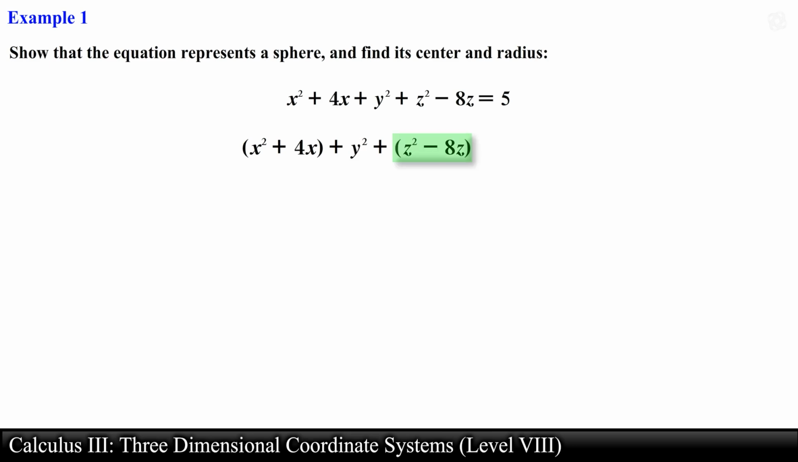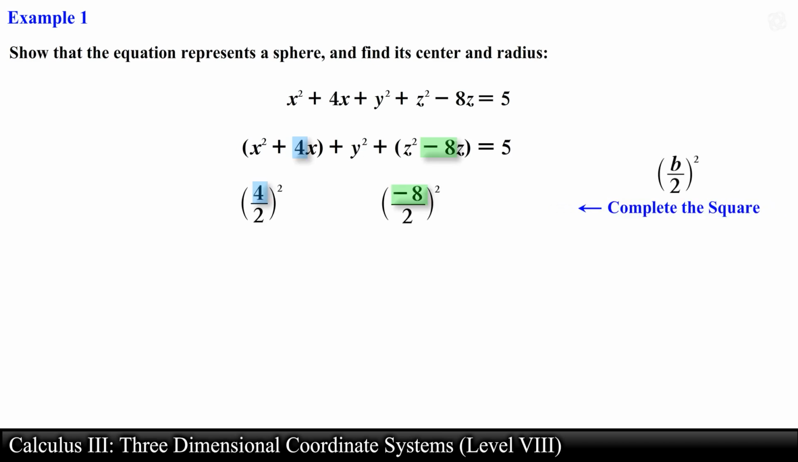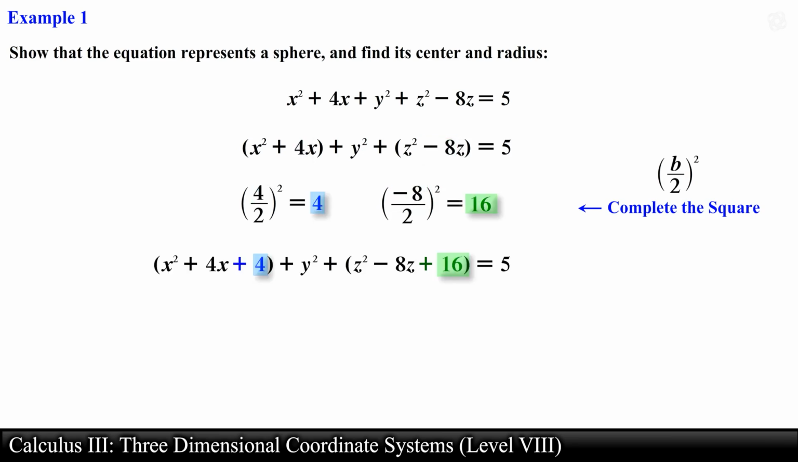For the last variable, we go ahead and group together z squared and negative 8z. Next, we need to make sure that each of the quadratic terms has a coefficient of 1. Looking at the quadratic terms, we see that all 3 of them have a coefficient of 1, so there's no need to factor anything out. Next, we take the coefficient of the linear term from each group, divide it by 2, and square it, making sure we add the result to each respective group and on the other side of the equation. Doing that, we obtain the following.